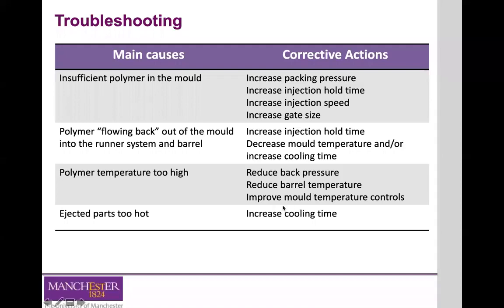Or we can improve our mold temperature controls. So instead of having conventional cooling channels, we can have conformal cooling channels. And this allows us to have a much better control over the temperature of the polymer. In this case, in the mold, but with the back pressure and the barrel temperature, we have control over the temperature of the material in the injection barrel before it enters the cavity of the mold.